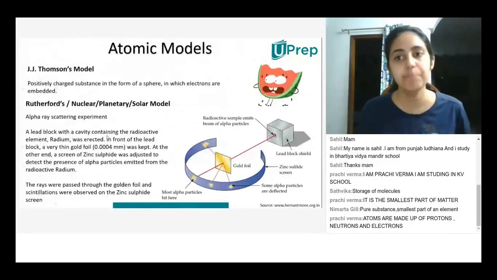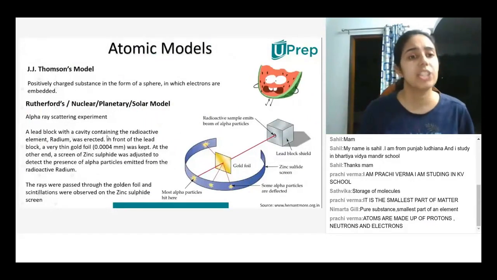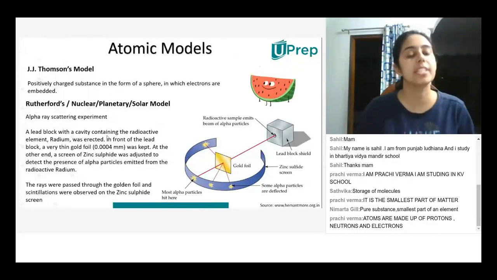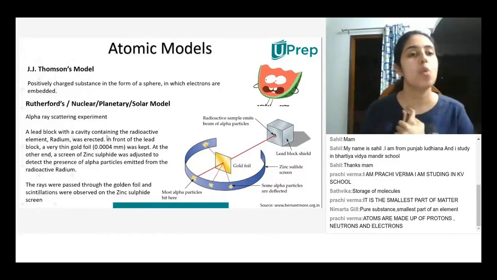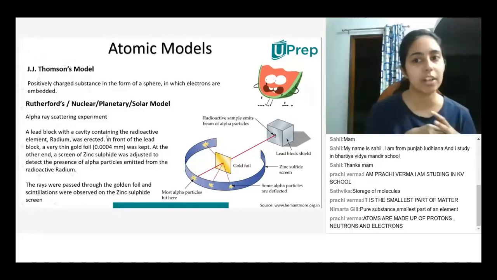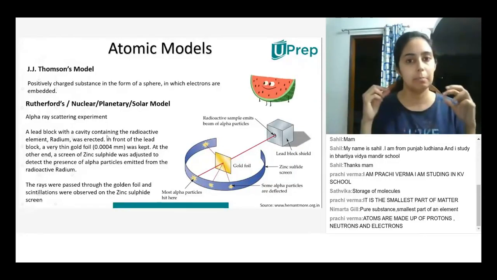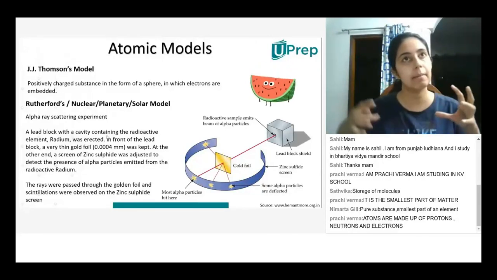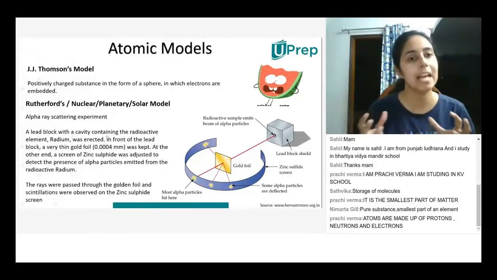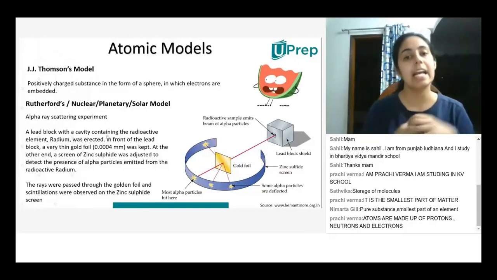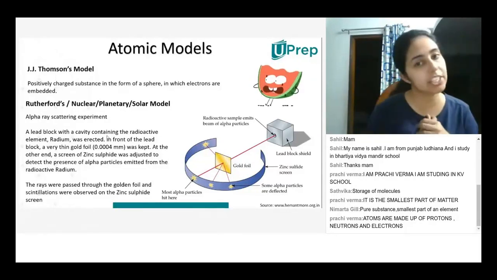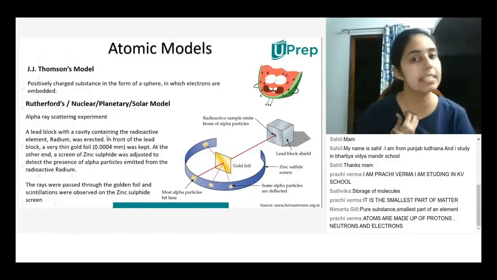The atomic models, okay? So J.J. Thompson was the first one to discover electrons. So what he visualized, or what he imagined, was all of these electrons are kind of like how seeds are inside a watermelon, okay? So I have seeds inside the watermelon and how they're spread out. So similarly, electrons are also basically those seeds, and the pulp, which is the red part of the watermelon, that is the positively charged substance. Okay, that was the model proposed by J.J. Thompson, and he was the one who first discovered electrons.